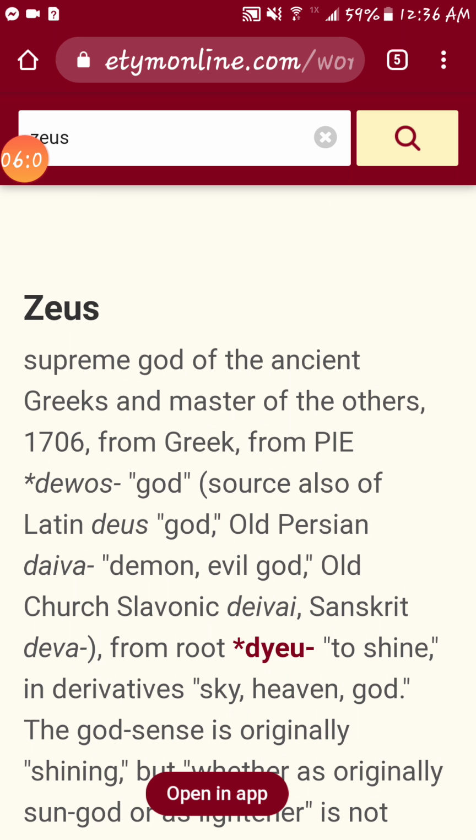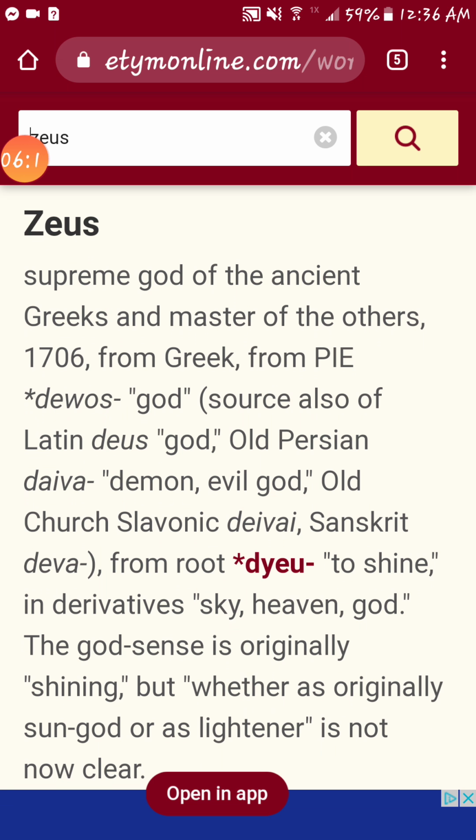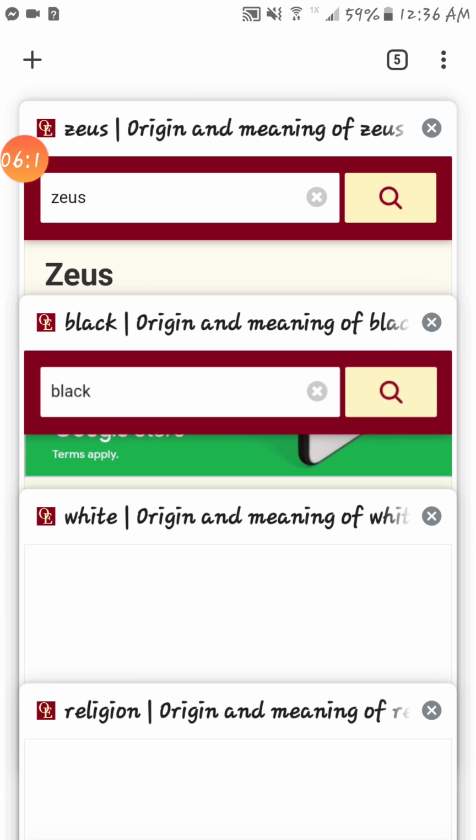Okay, so God is Zeus. So when you're talking about God, when you say you pray to God, you're praying to Zeus. Damn. Alright, guys, let's go to our next word.